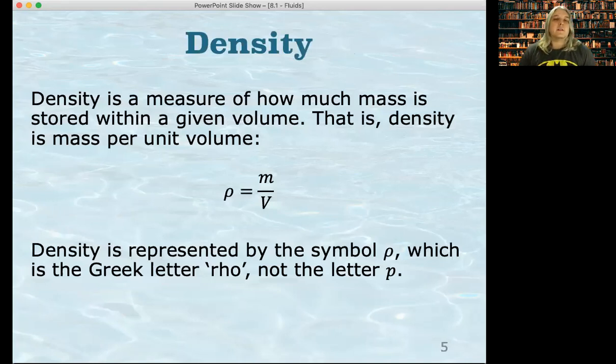Density is a term many of you will have met, but just to recap, hopefully everyone's met this before, density is how much mass is stored within a given volume. So it's density, which is the Greek letter rho. It's a curvy symbol that looks kind of like a P, but it's not a P. That is equal to the mass over the volume. So it doesn't actually matter what the mass or the volume of the substance is. What matters is that ratio. How much mass do you have per unit of volume?